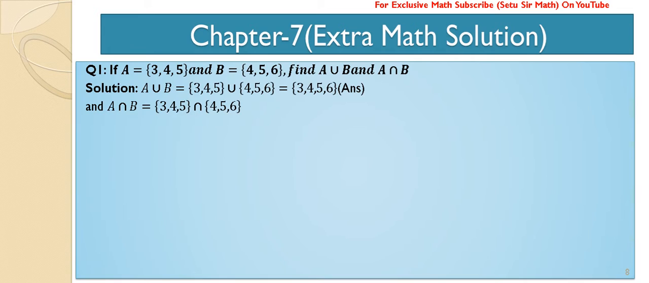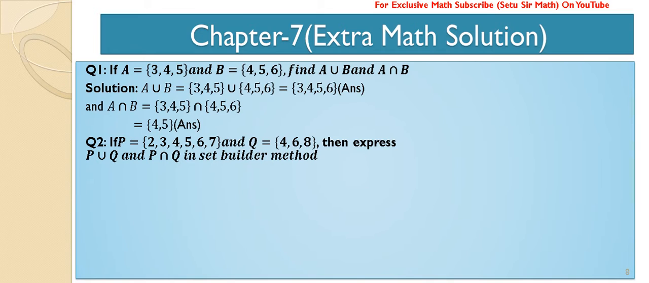A intersection B. That means {3, 4, 5} and {4, 5, 6}. So 4, 5 is the common element. So we will write A intersection B equals {4, 5}.